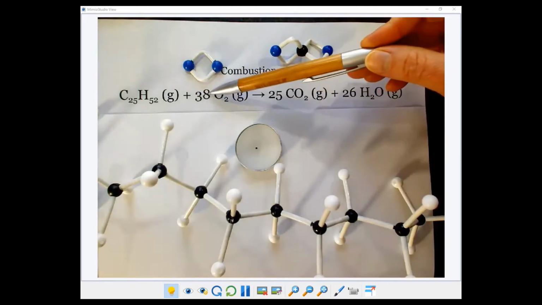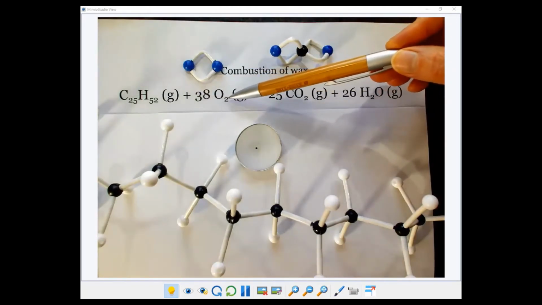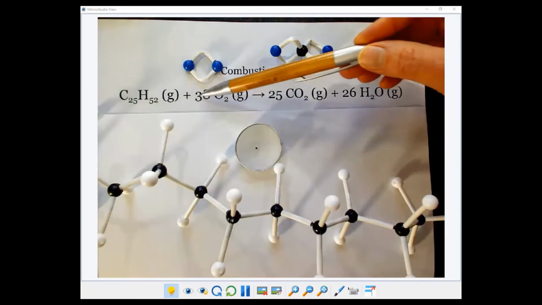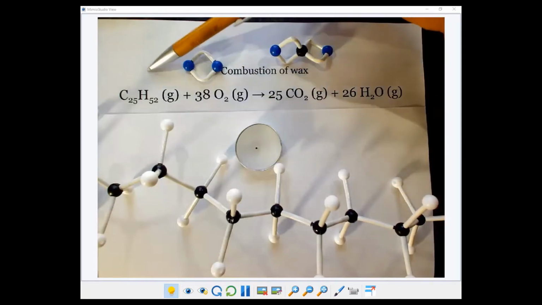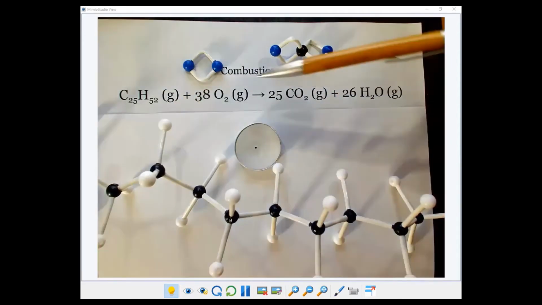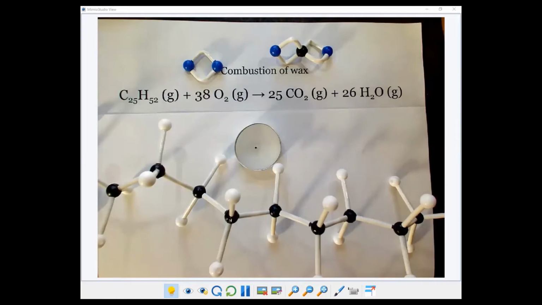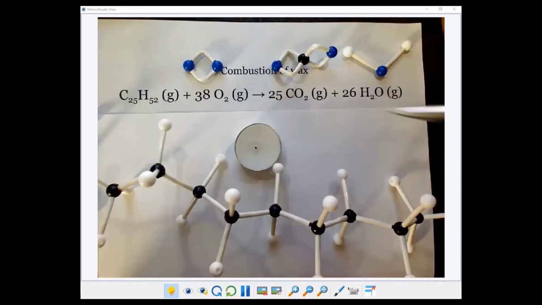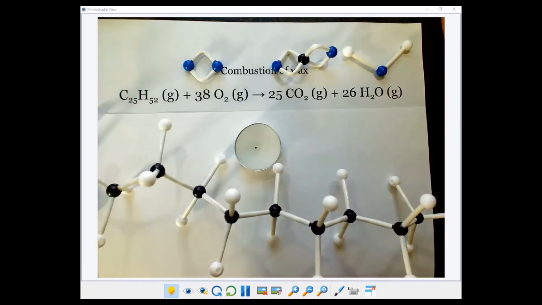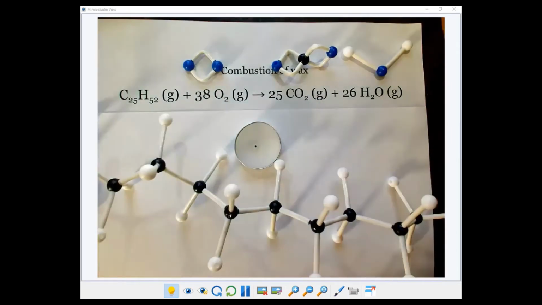And then we need 38 times 2 oxygens, which is 76 oxygens. So there should be a total of 76 oxygens over here. Fun little puzzle. So we've turned this big giant molecule into 25 of these and 26 of these. This is a water molecule, the oxygen and two hydrogens. You'd need 26 of these and 25 of those in order to break up this entire thing and burn it. And you'd be left with nothing but carbon dioxide and water.